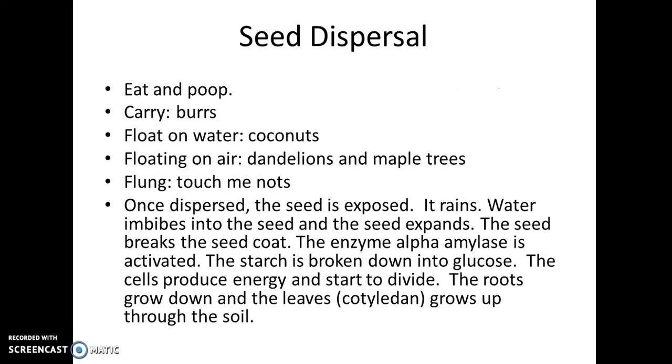So the seed needs to be dispersed. It used to be thought that the baby plant could not compete with mama plant, but it's probably because of the sunlight. So how are the seeds dispersed? Well, an animal can eat them and then poop the seeds out. Now, there are some seeds that need this to happen, like apple seeds need to go through the digestive system of a bird so that the gizzard can scarify the seed coat.